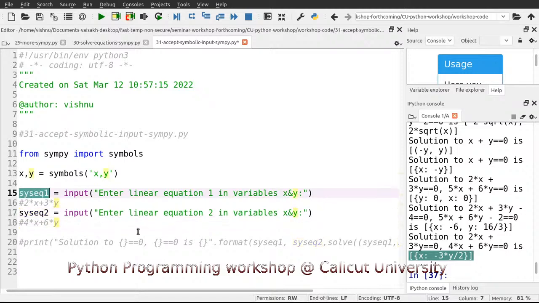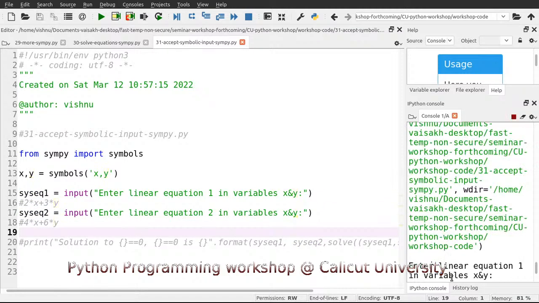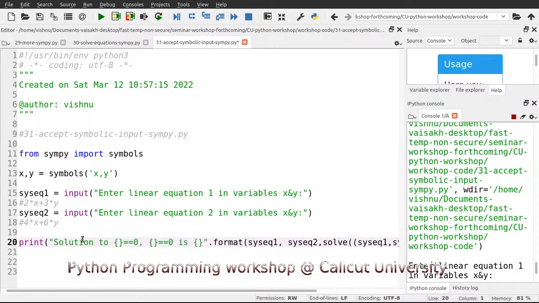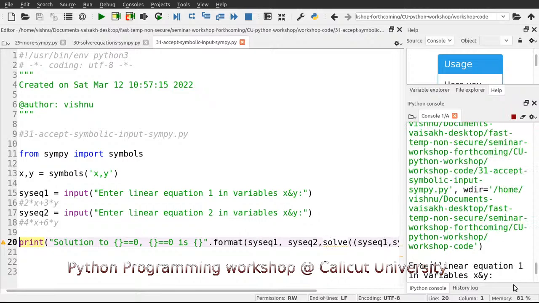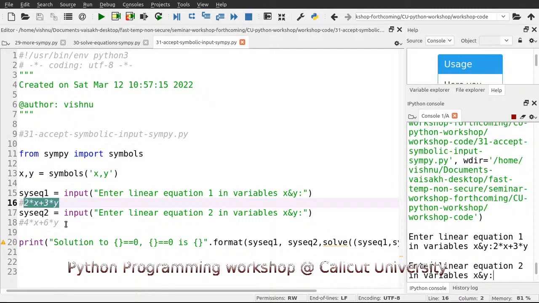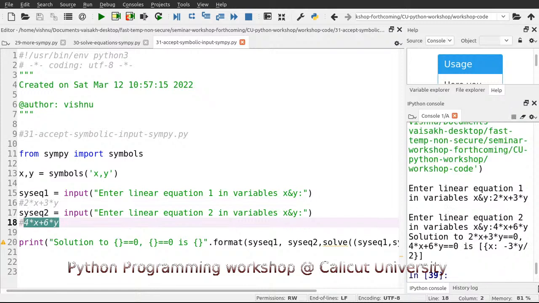Now, if you run this, what happens is: enter a linear equation. Suppose, okay, before that, equation 1, equation 2. Let me stop it and run it again. So suppose that the first linear equation I'm trying to enter is this, 2x plus 3y. Suppose I enter 2x plus 3y. Suppose I enter this also.